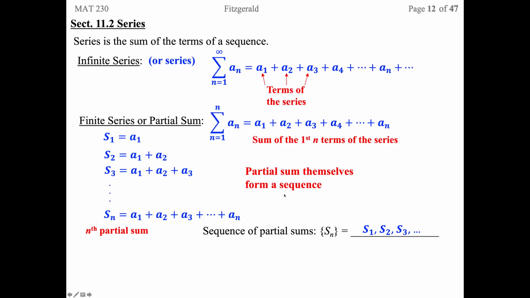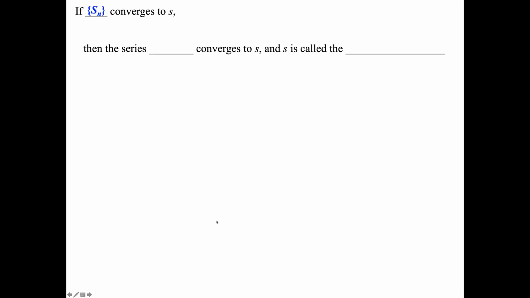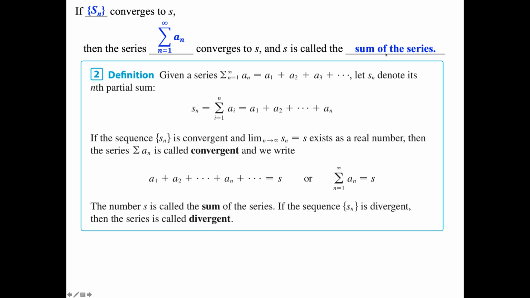Now, partial sums themselves will form a sequence. So the sequence of partial sums, here's your sequence function notation. Capital S sub n is equal to the first partial sum, second partial sum, third partial sum of the sequence terms. Now, if your partial sum sequence function converges to some value, let's call it lowercase s, then that original series that we looked at also converges to that sum of s, and that little s is called the sum of the series. So by definition, you can read through this, it's in your notes, or you can pause this to write it all down. It's basically explaining all that using the author's notation.